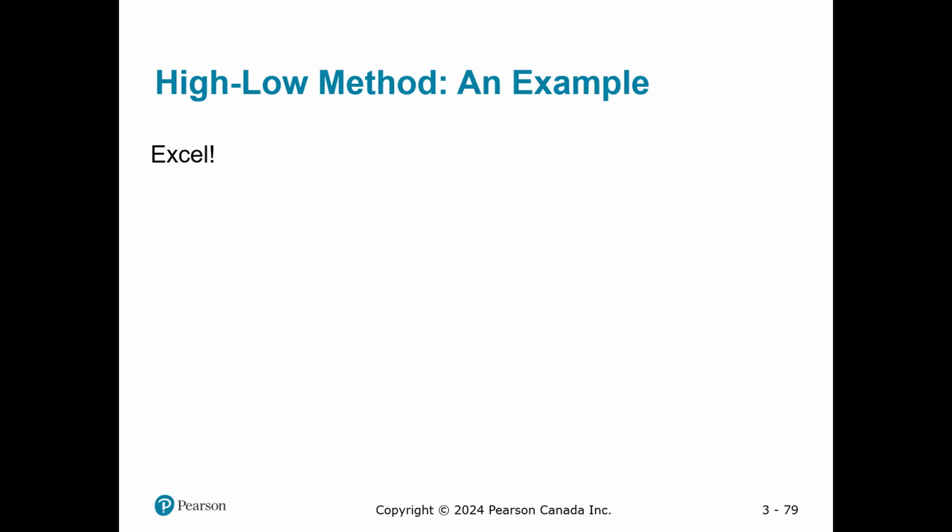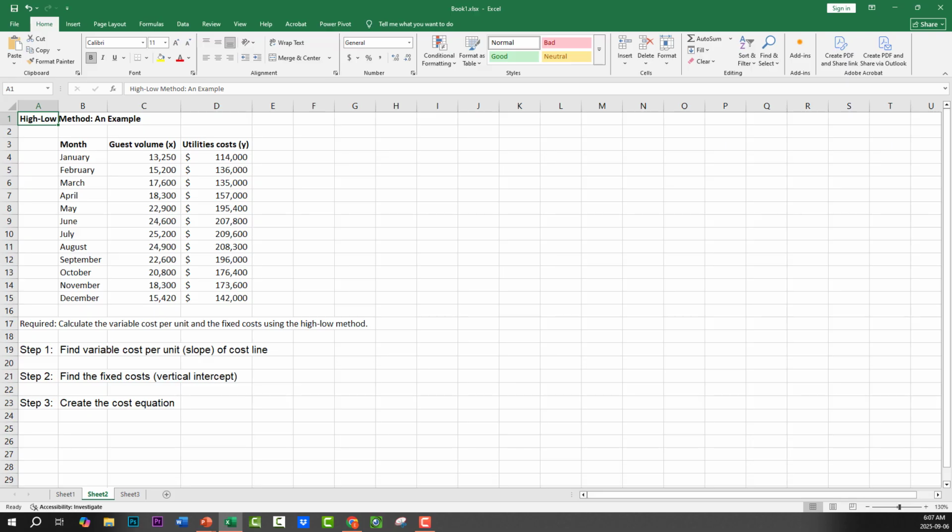So now let's do an example in Excel. In this question, we have all the months of the year and we have historical data: the total guests for all those months and the total utility costs for all of those months. Required: calculate the variable cost per unit and the fixed costs using the high-low method. So step one is to find the variable cost per unit, the slope of the cost line. So how do we do that?